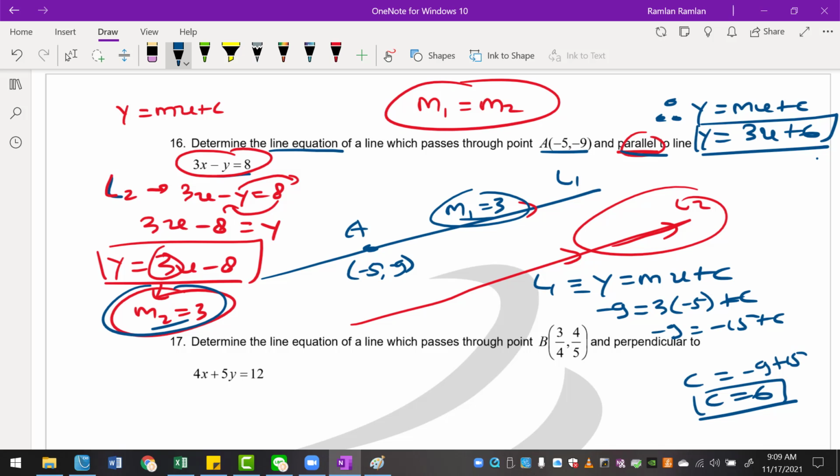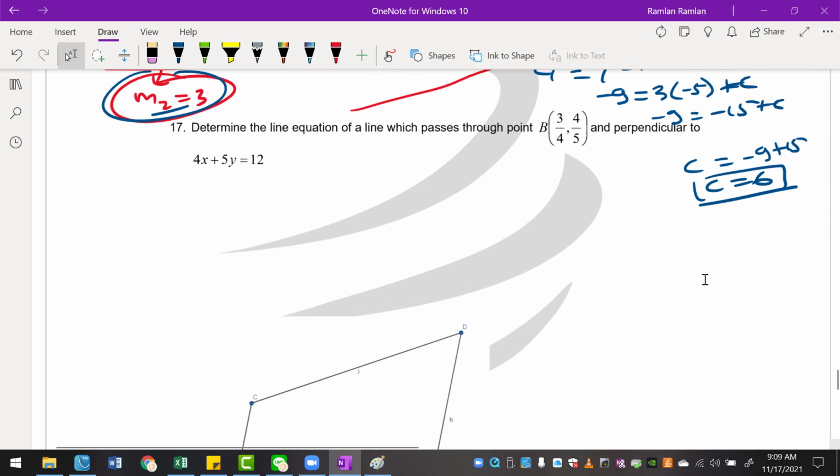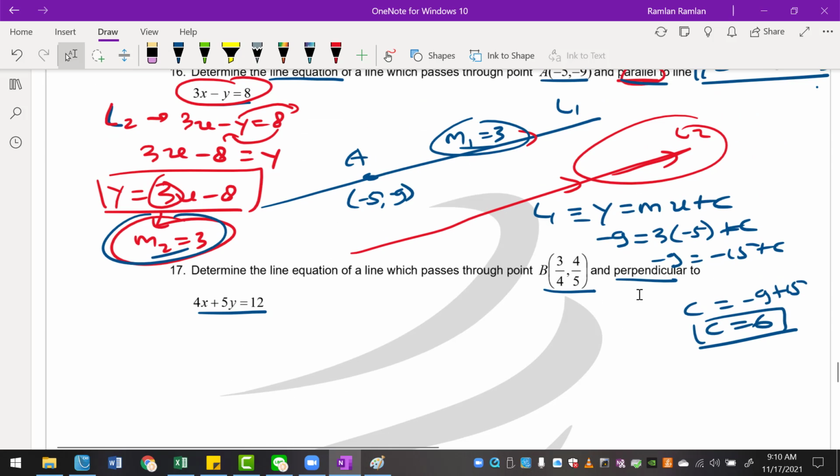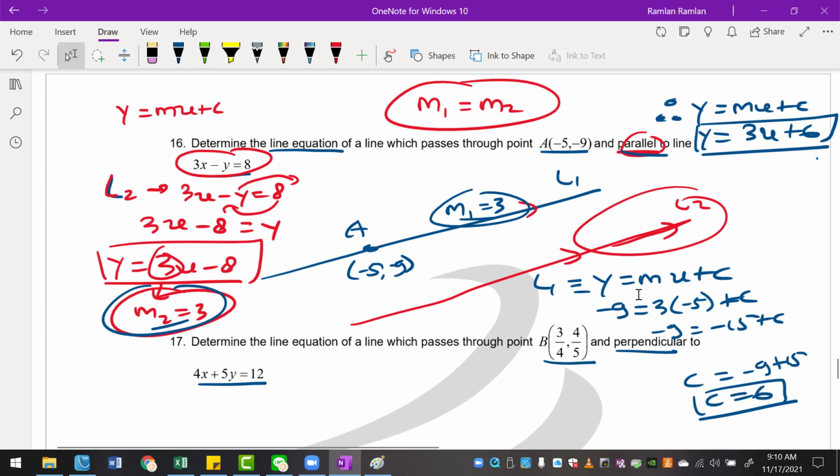Okay, next question, number 17. Determine the line equation of the line which passes through this point and is perpendicular to this line. Basically it's almost the same thing. The only difference is that in number 16 the line is parallel, and in question number 17, the lines are perpendicular.